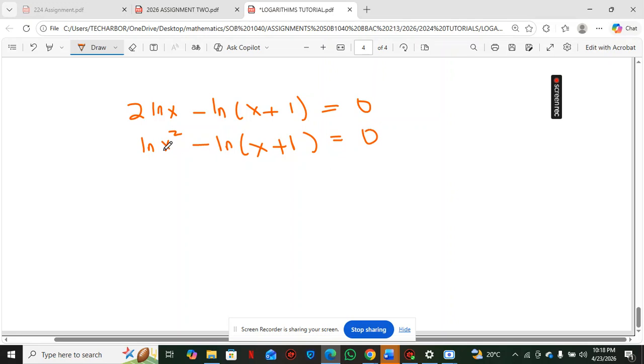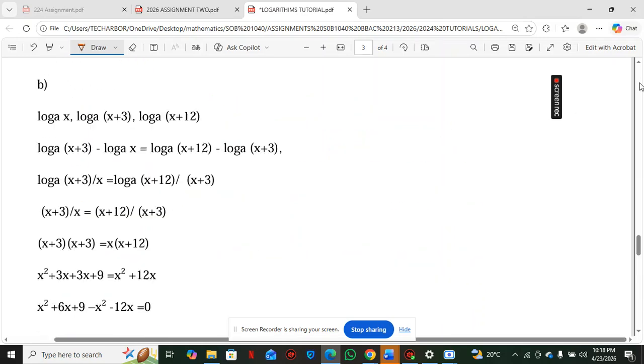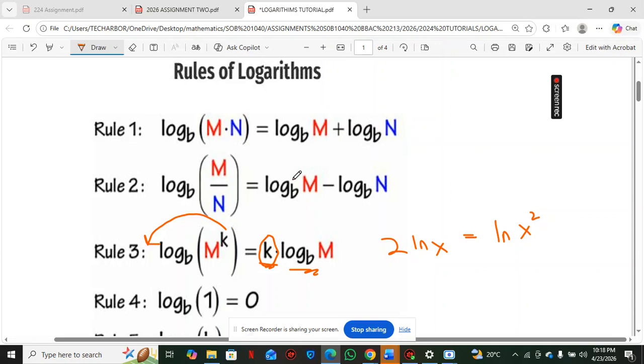Then step 2: whenever you see logarithms subtracting themselves, here we've got natural logs subtracting, you're going to apply the quotient rule of logarithms, which is here. Natural log of m minus natural log of n will give you the natural log of m divided by n. This is the quotient rule for logarithms. So anytime you see two logs subtracting each other, just know you need to apply this rule. With logarithm questions, if you see addition, product rule; subtraction, quotient rule.